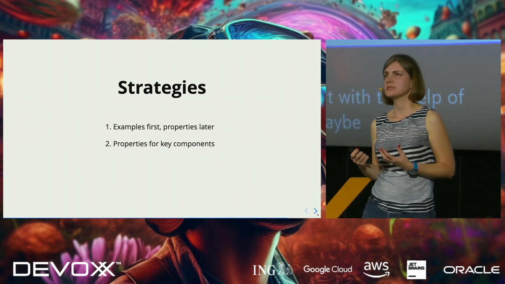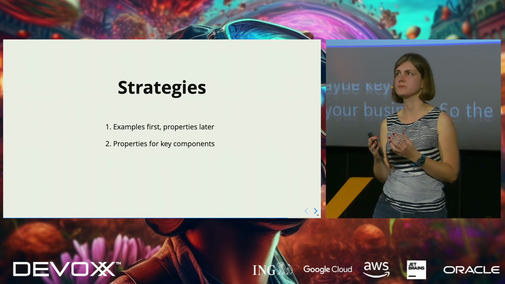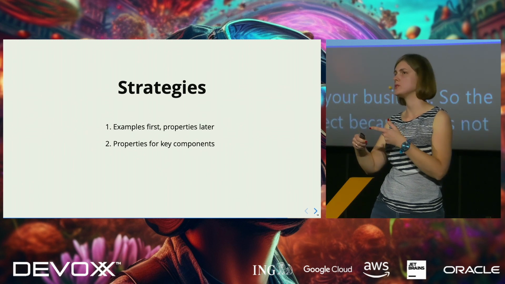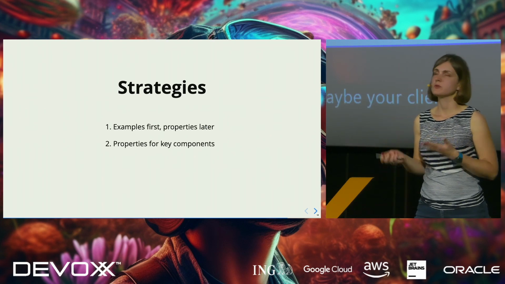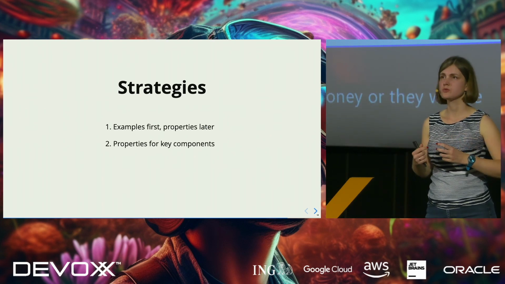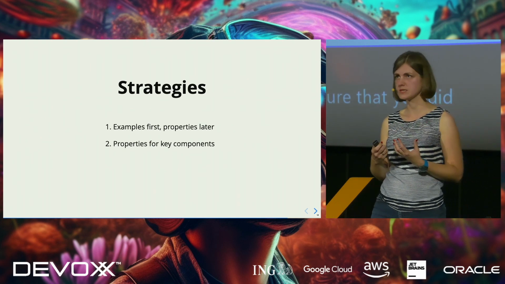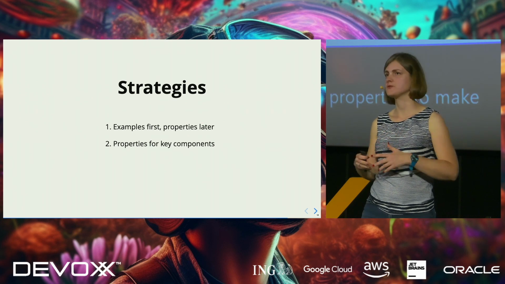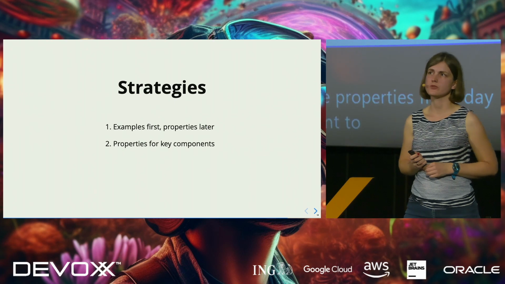Or maybe key components means just the core value of your business. So the thing that you have to make sure is perfect, because if it's not, maybe your client loses money, maybe your users will lose money, or they will be unhappy, and so on. So you want to make sure that you did everything you could, with the help of properties, to make sure it's correct. So you don't have to write properties from day one for all of your code. Maybe you want to provide them only for the key components.